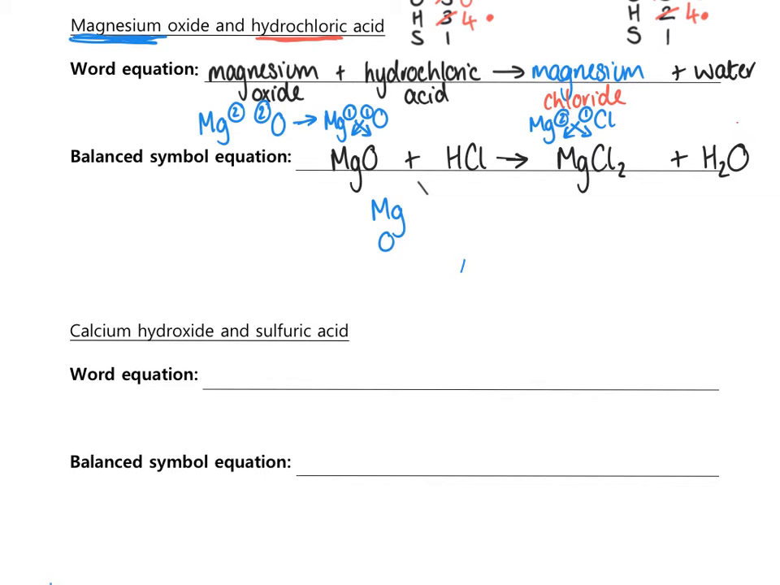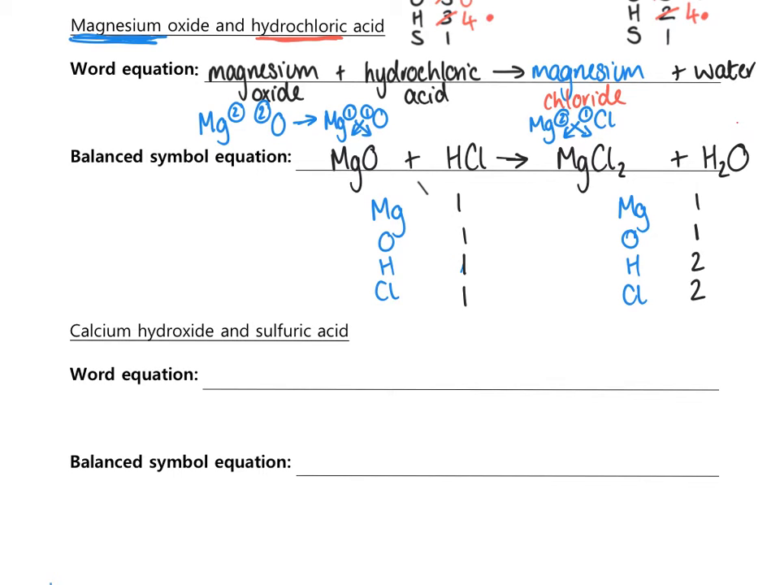I have magnesium, oxygen, hydrogen and chlorine. And then I write that list on the right hand side. Okay, counting up how many I have on each side. How many magnesiums do I have on the left? I have 1. I have 1 oxygen, 1 hydrogen and 1 chlorine. On the right hand side I have 1 magnesium, 1 oxygen, 2 hydrogens and 2 chlorines.